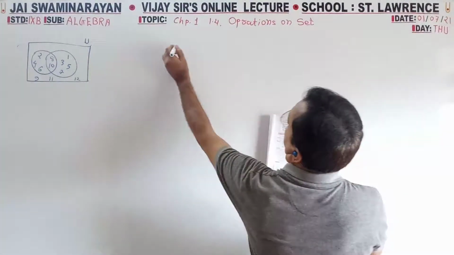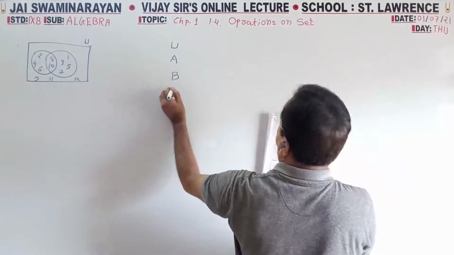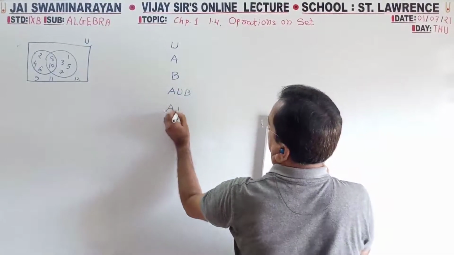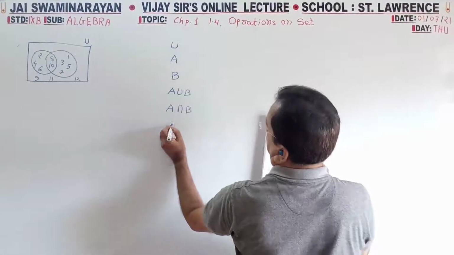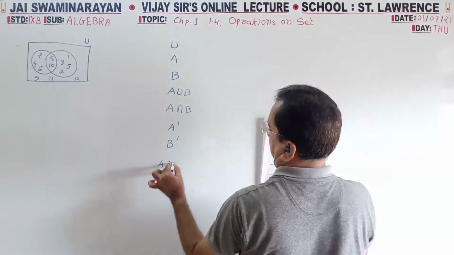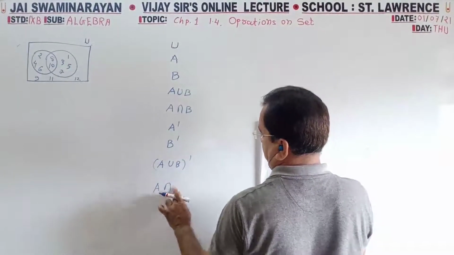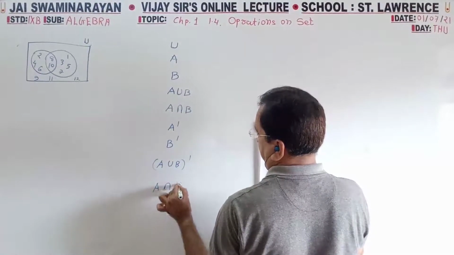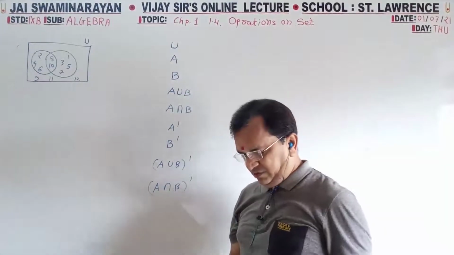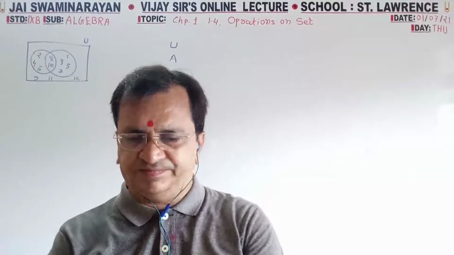What do we have to find? Universal set, A set, B set, A union B, A intersection B, A complement, B complement, A union B complement, A intersection B complement. Always we have to find out these nine. From these nine only they will ask the question.